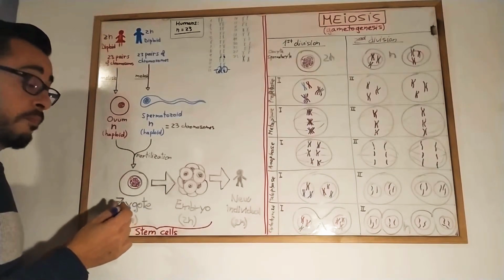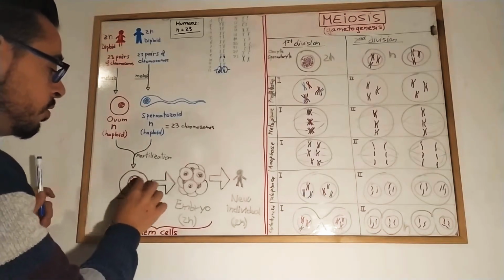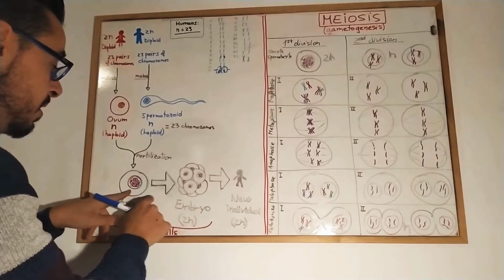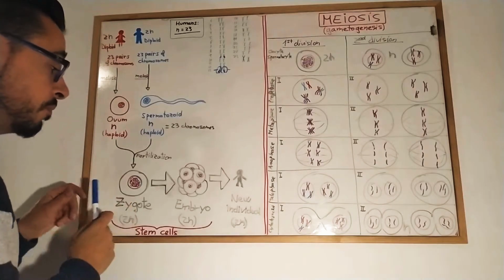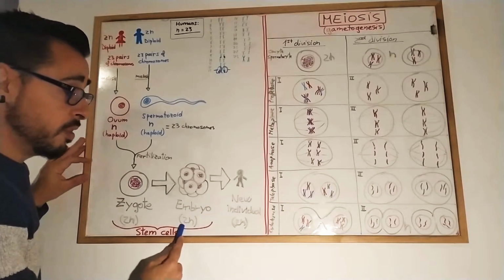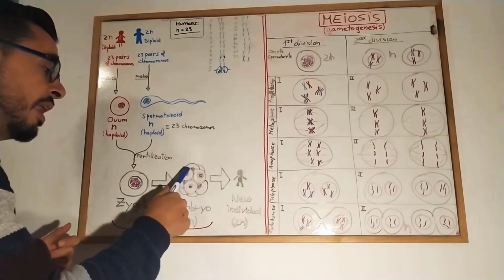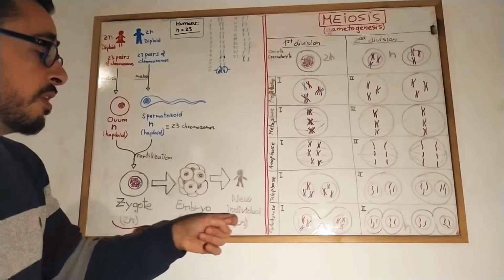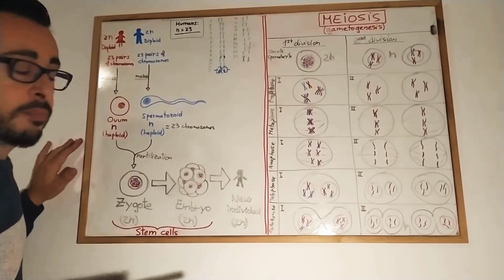This zygote is going to grow. It's going to divide and form more and more cells. These cells are going to be genetically equal to the first one. This is called the embryo and is diploid. The embryo is going to continue dividing in order to form a new individual, which is going to be diploid as the parents.